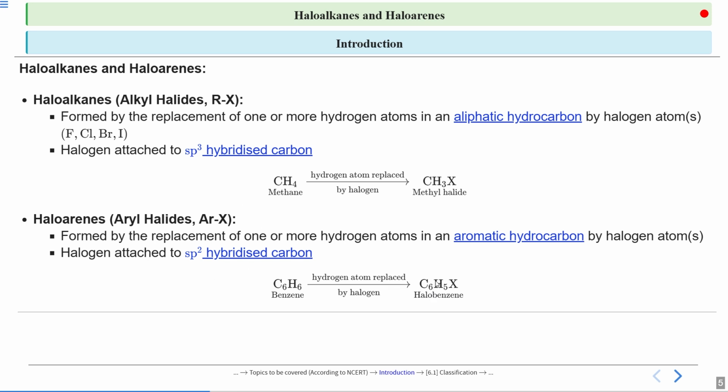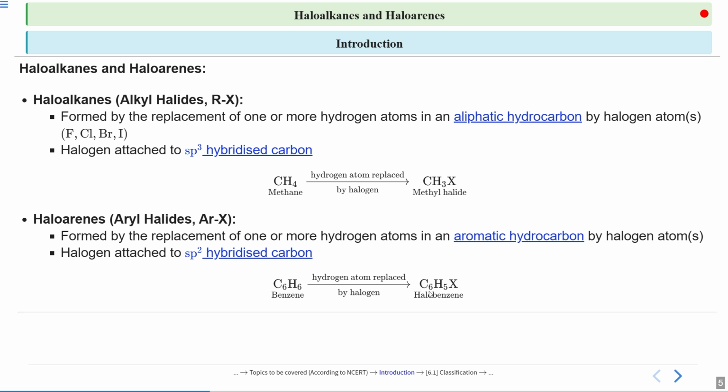It is sp2 hybridized because the structure of benzene is hexagonal, where each carbon has a double bond with its successive carbon. Like C double bond C, single bond C, double bond C, single bond C, double bond C, and then this is connected with a single bond C to the first carbon. So there are 6 carbons in the ring, and alternate double bonds are present in the structure. When the halogen attaches to a carbon, that carbon is also double bonded with another carbon.